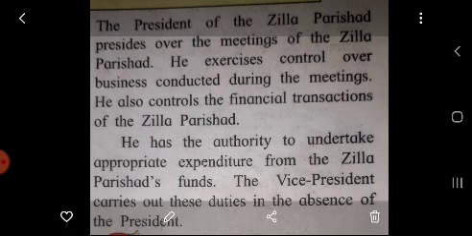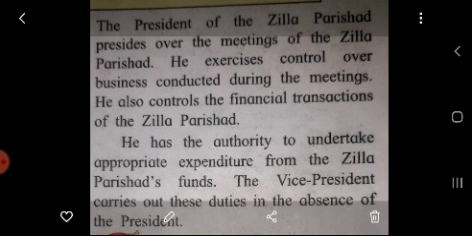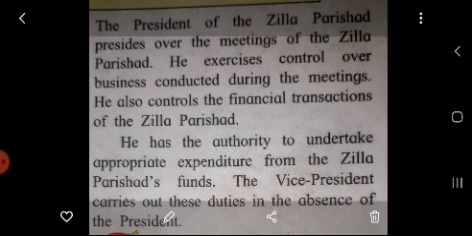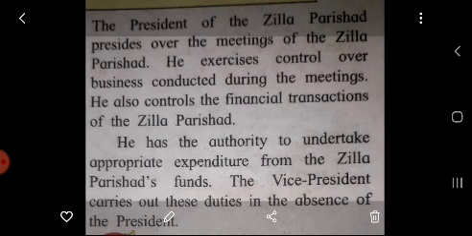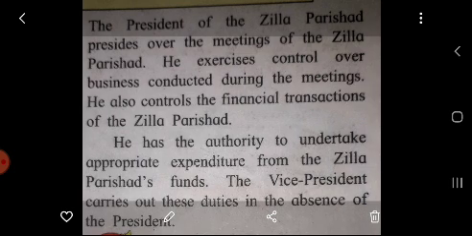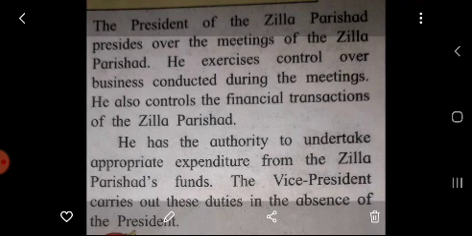He also controls the financial transactions of the ZP. He also looks after the financial transactions, the money problems of the ZPs. He has authority to appropriate expenditure. He has a right to ask for the expenditure from the Zilla Parishad funds. How to use it.